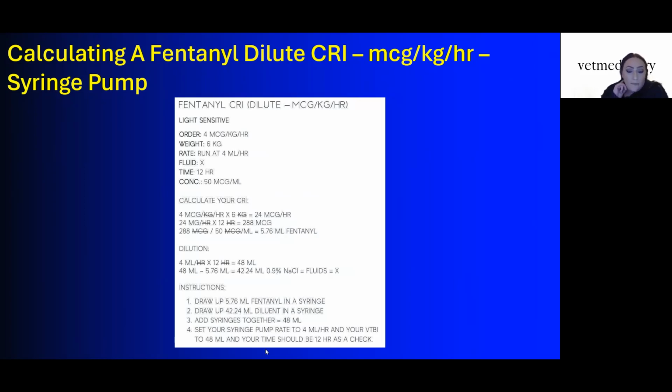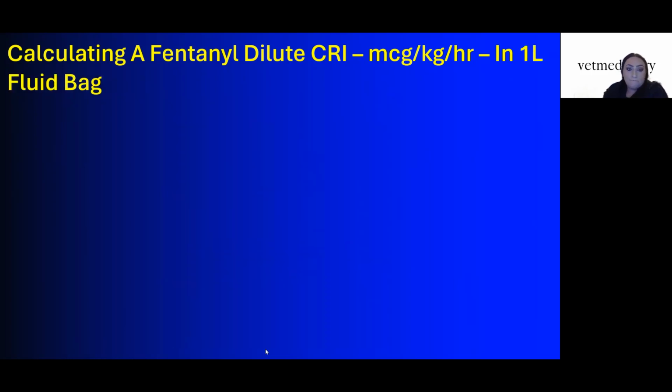So you're going to draw up 5.76 mils of fentanyl in a syringe and then draw up 42.24 mils of diluent in a syringe. Add the syringes together to equal 48 mils. Set your syringe pump rate to 4 mils an hour and your VTBI to 48 mils. And your time should be 12 hours as a check.